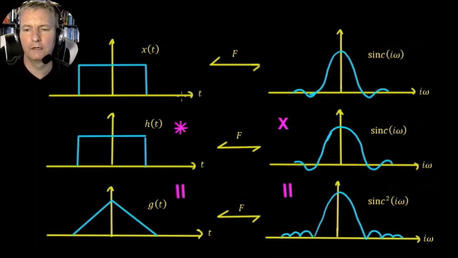And we're saying that if convolution in the time domain is equal to multiplication in the frequency domain, then if I was to find the Fourier transform of this function here, I should just get this sinc function.